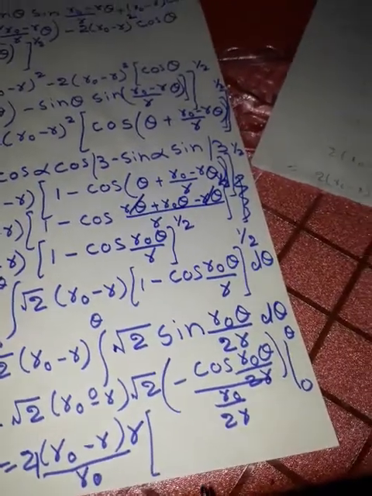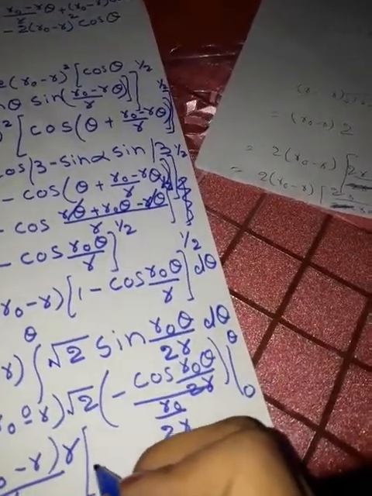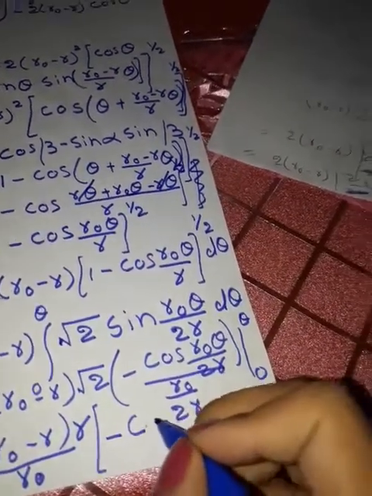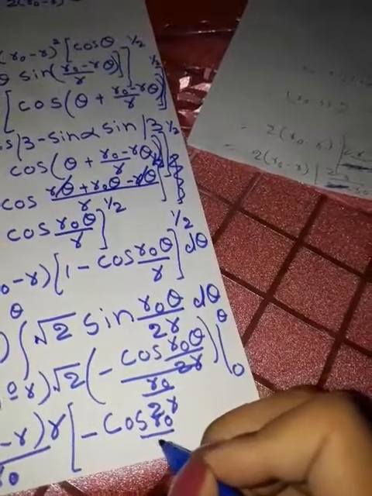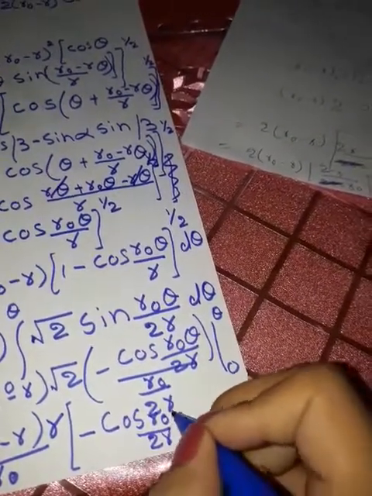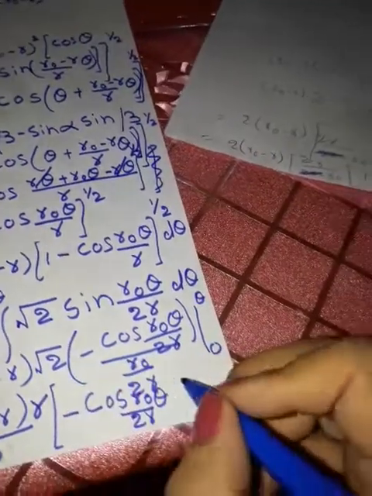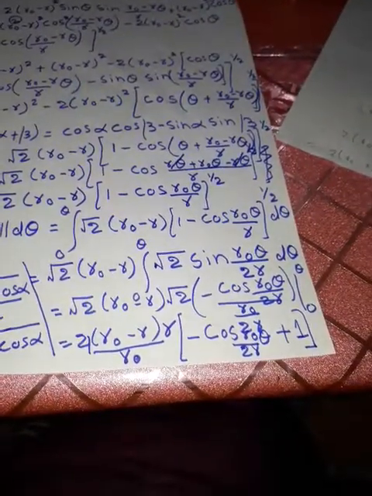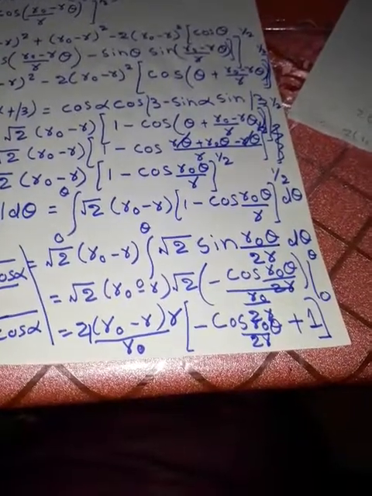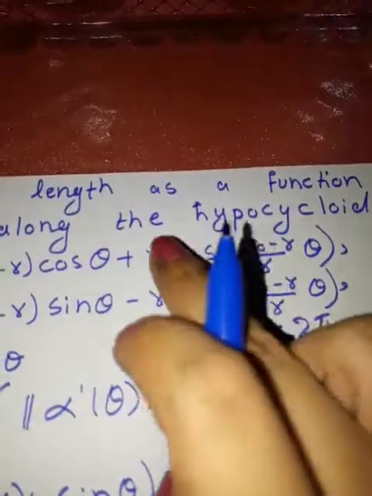And when I apply limits, I have minus cos of r naught divided by 2r into theta, minus minus plus, cos 0 is 1, right? So this is my answer. I have found the arc length as a function of theta for the given hypocycloid.